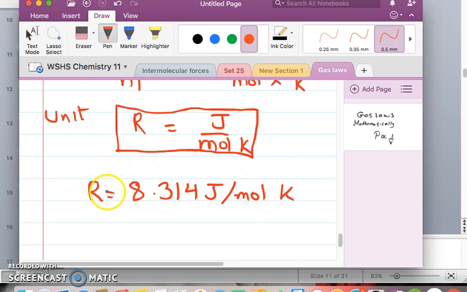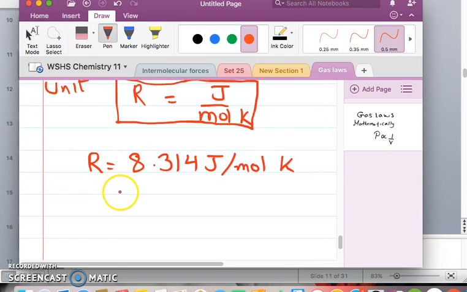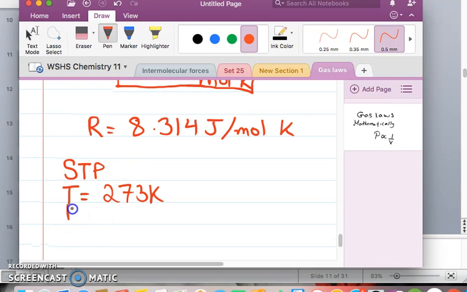Now, how did we get that? It's simple. You take every standard value, standard temperature and pressure. We take pressure and temperature at standard temperature and pressure. So for standard temperature and pressure, T is 0 degrees Celsius, or what's it in Kelvin? Thank you. 273 it is. 273 Kelvin. Pressure, which is the same as 101,325 Newton per meter square.